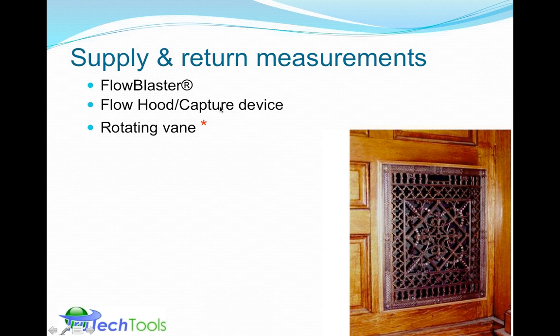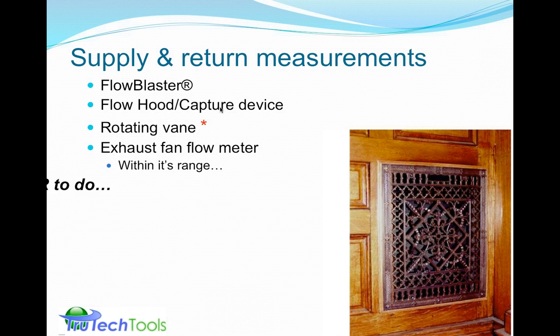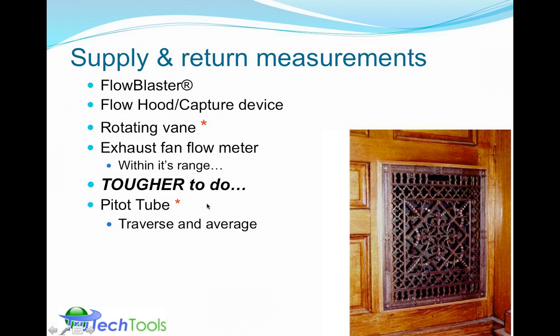The rotating vane anemometer can also be used at supplies and returns. We'll talk about specifically in a moment how that gets used. An exhaust fan flow meter can also be used within its range of measurement, so you've got to be careful about that. And then tougher to do at supplies and returns are Pitot tubes, because a Pitot tube is taking a measurement at a specific point, and we'll show you the cross-sectional anatomy of a Pitot tube in a moment.